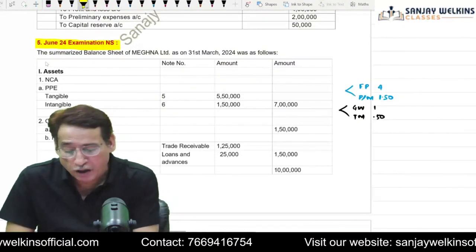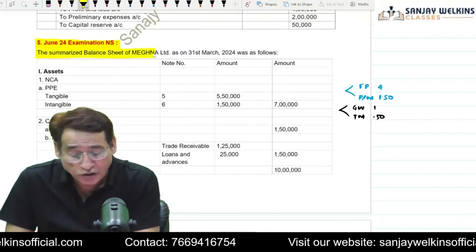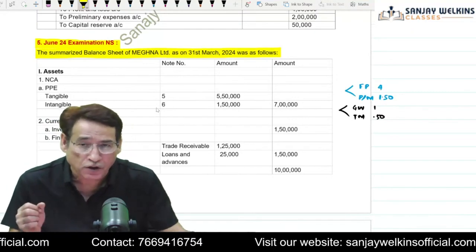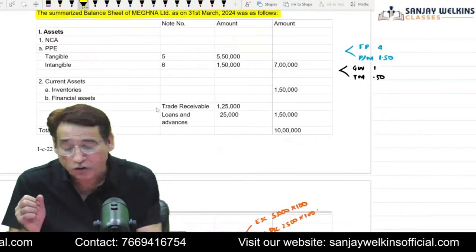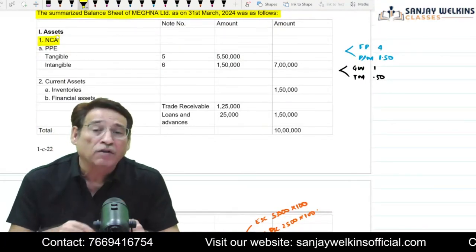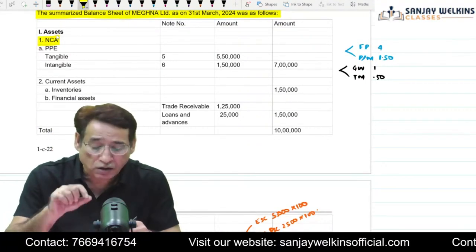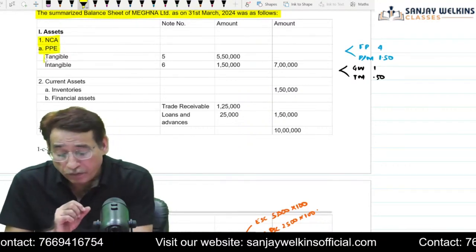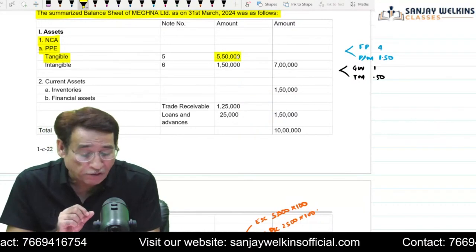Let's have a look over here. The summarized balance sheet of Meghna Limited as on 31st March 2024 is at your disposal. Now, in the examination, when you read the question, there is a way to go through it. Just look here. One item is property, plant and equipment, tangible, given as 5,50,000.